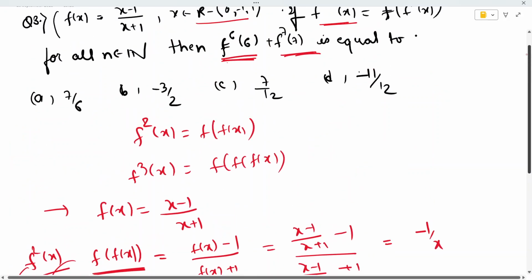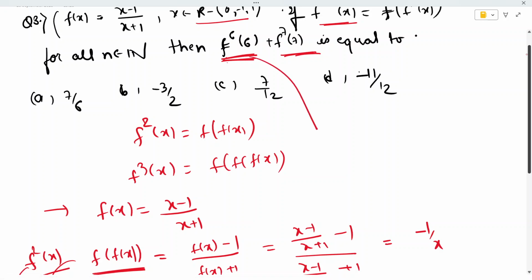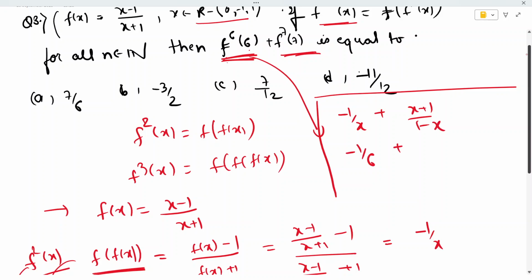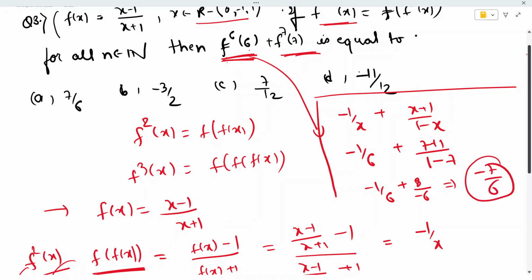f6 and f7. So what is the value of f6? From here what you conclude? Let's write down. This is minus 1 upon x, and this is equal to x plus 1 upon 1 minus x. You have to evaluate the value at 6 and 7. That is minus 1 by 6 plus 7 plus 1 upon 1 minus 7. That is equal to minus 1 upon 6 plus 8 upon minus 6. That is equal to minus 7 upon 6. Minus 7 upon 6, is it right or wrong? Minus 7 upon 6. Have I done something wrong?